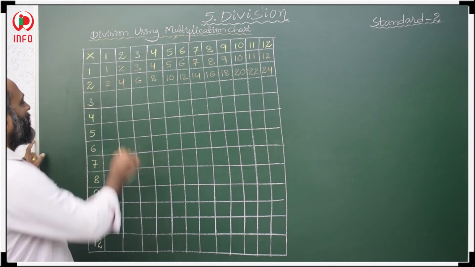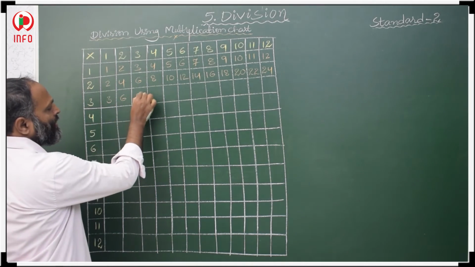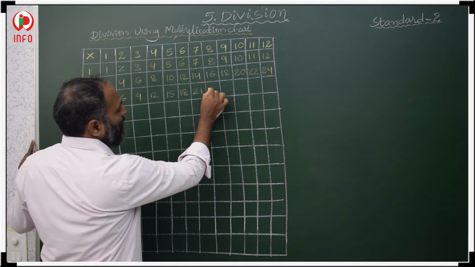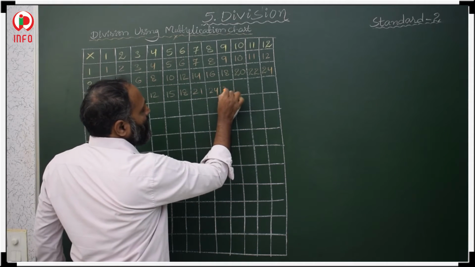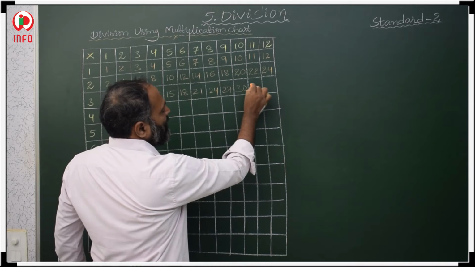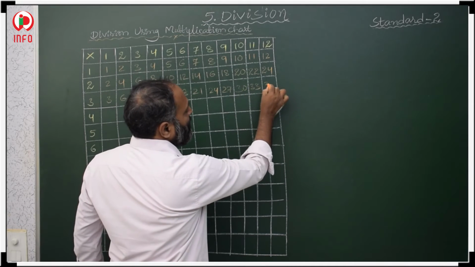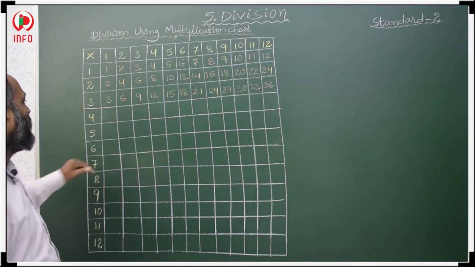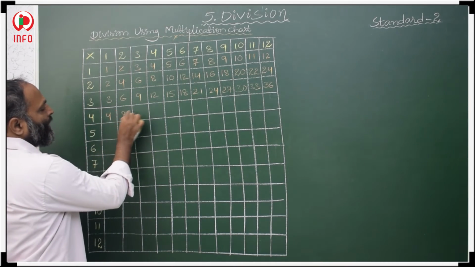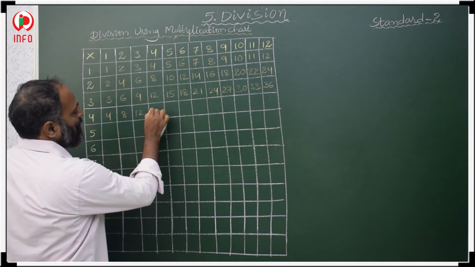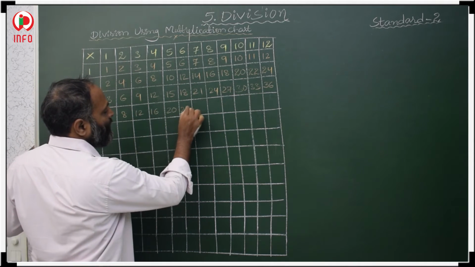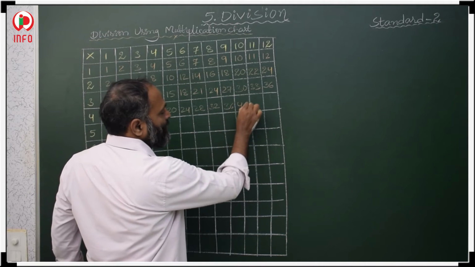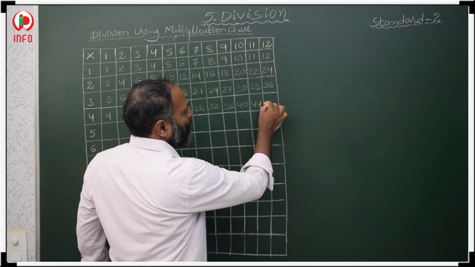Next, 3 table. 3 1s are 3, 3 2s are 6, 3 3s are 9, 3 4s are 12, 3 5s are 15, 3 6s are 18, 3 7s are 21, 3 8s are 24, 3 9s are 27, 3 10s are 30, 3 11s are 33, 3 12s are 36. Next, 4. 4 1s are 4, 4 2s are 8, 4 3s are 12, 4 4s are 16, 4 5s are 20, 4 6s are 24, 4 7s are 28, 4 8s are 32, 4 9s are 36, 4 10s are 40, 4 11s are 44, 4 12s are 48.